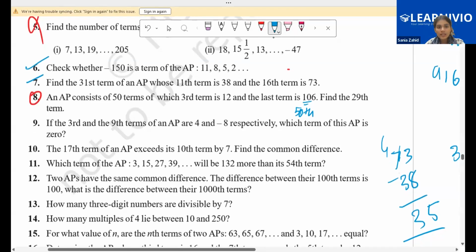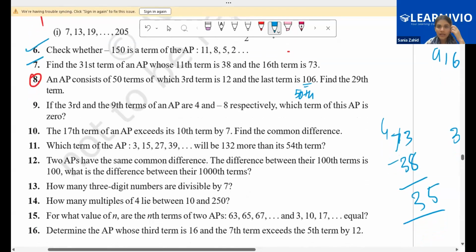Ninth: if the third and the ninth term of the AP are 4 and minus 8 respectively, which term of the AP is 0? So try this right now. Try the ninth question, and try to do it faster and more accurately. You're taking very much time. Don't take so much time. Just 5 minutes is enough for one question.